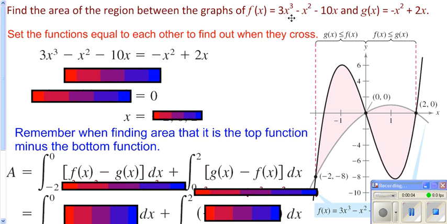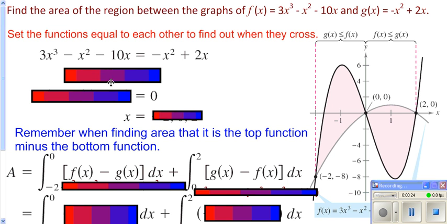Here we need to find the area between these two curves. We're going to find the area bound by these two curves, the area that these two curves cordon off from the whole rest of the coordinate plane. Well, the first thing we need to do is figure out where the two curves cross each other, so we're going to set them equal to each other and solve it.